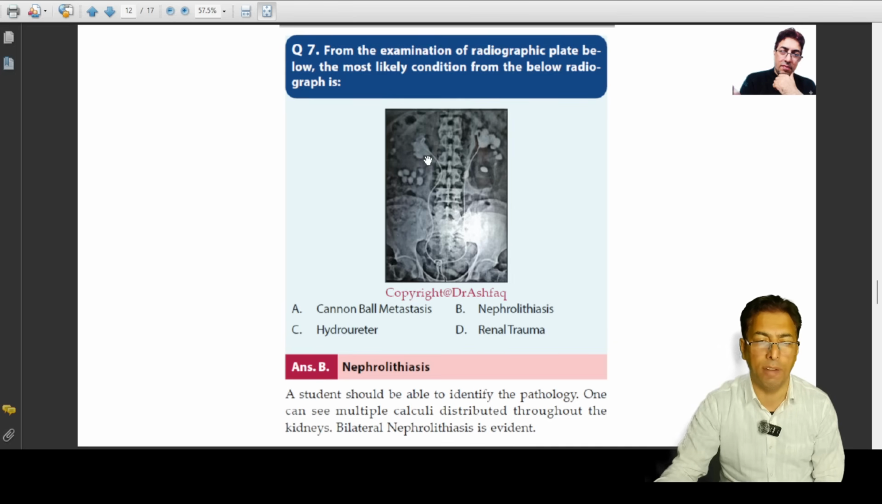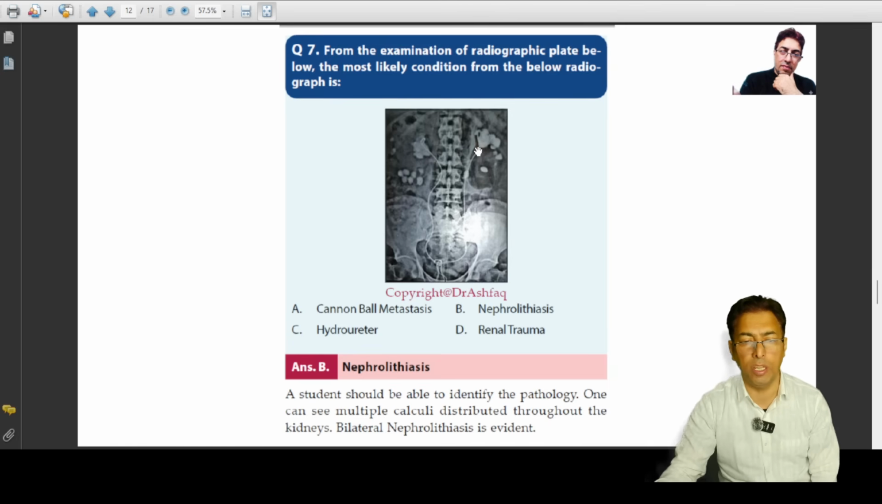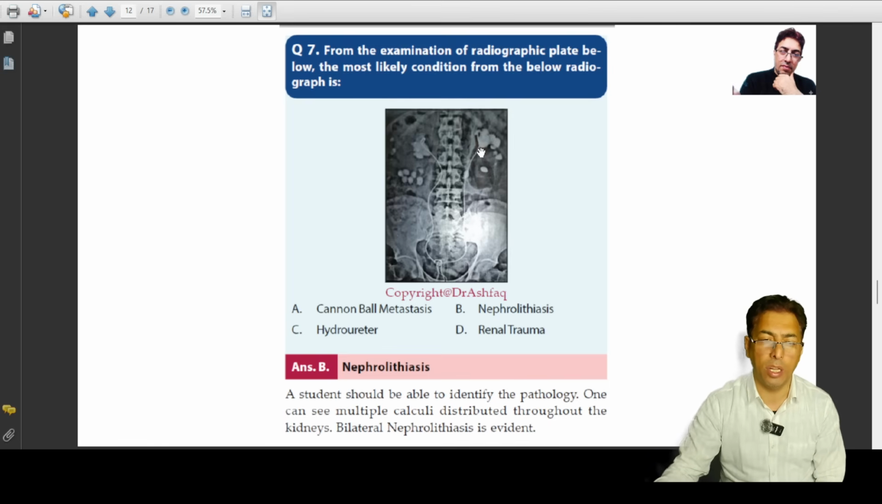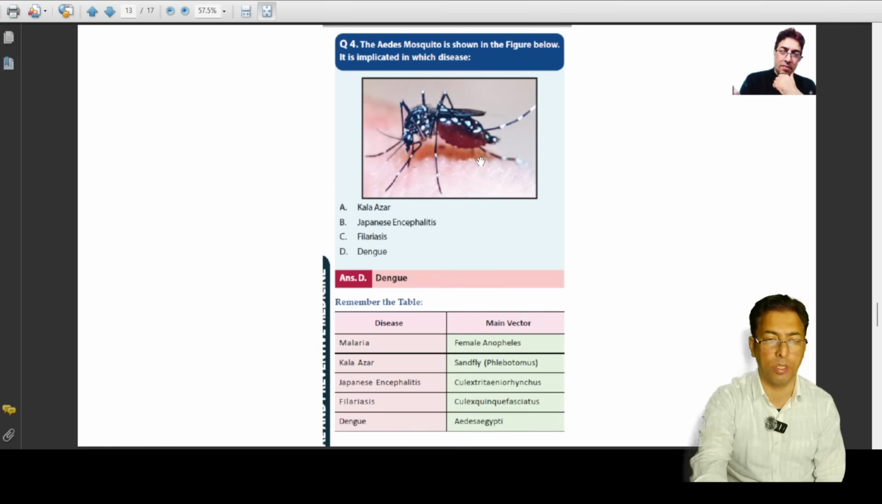Bilateral nephrolithiasis is a clinical condition commonly encountered, and renal stones and gallstones are very common entities. You have to remember nephrolithiasis as well as cholelithiasis. But over here, this radiographic image of nephrolithiasis tests the simple ability to arrive at the diagnosis.